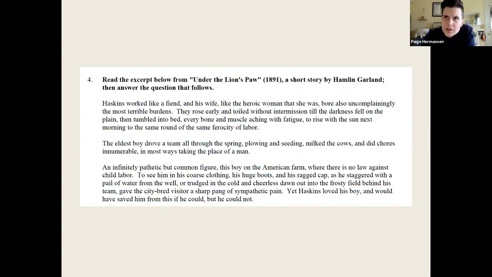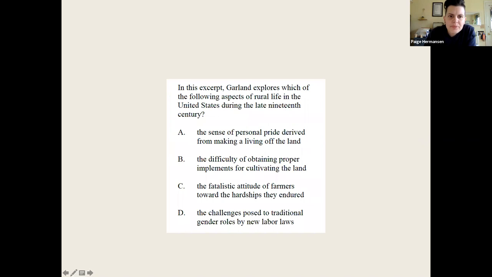Some test prep teachers will say that you should read the question stem first. That would be this, before you read the passage. And whether or not you do that is totally up to you. I would, while doing practice tests, see what works best for you. Some people swear by that method. Some people don't like it quite as much, right? So see what works for you. We'll try it for this. How about that?